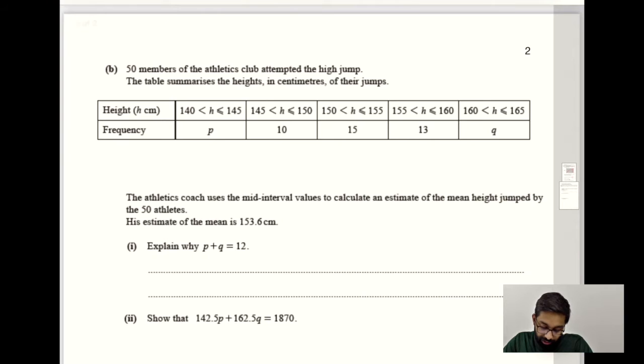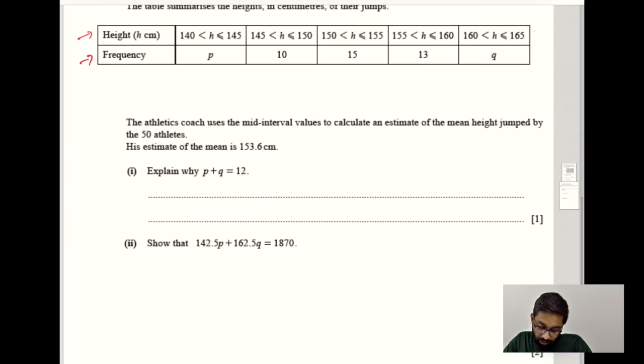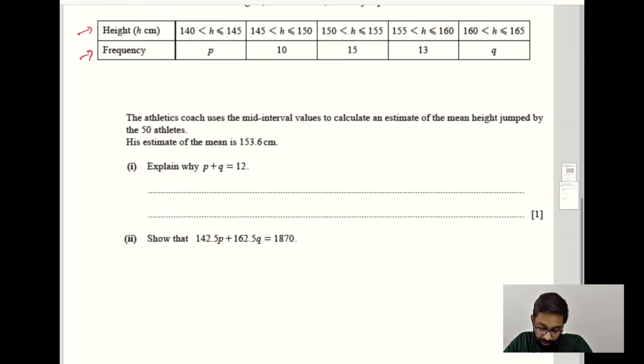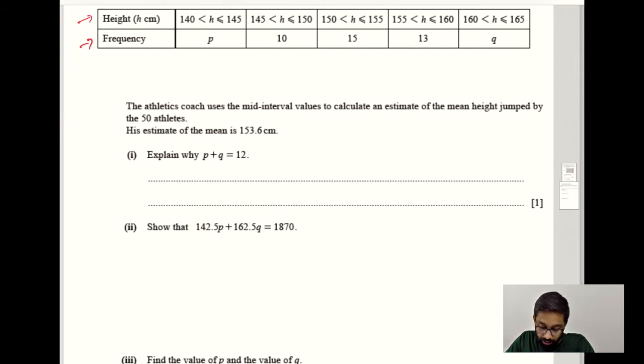50 members of the athletics club attempted the high jump. The table summarizes the heights in centimeters of their jump. They've given us the height, then they've given us the frequency of how many attempted them. The athletics coach uses the mid-interval values to calculate an estimate of the mean height jumped by the 50 athletes. His estimate of the mean is 153.6 centimeters. Explain why P plus Q is equal to 12.